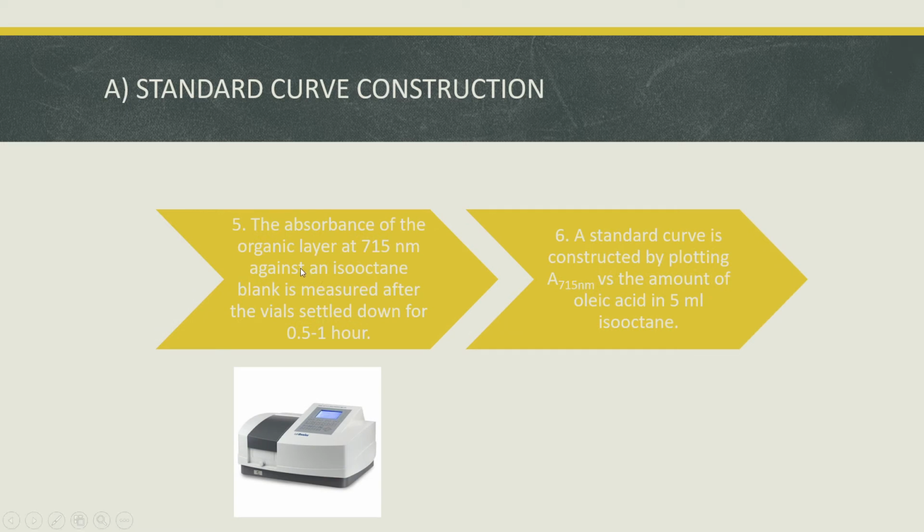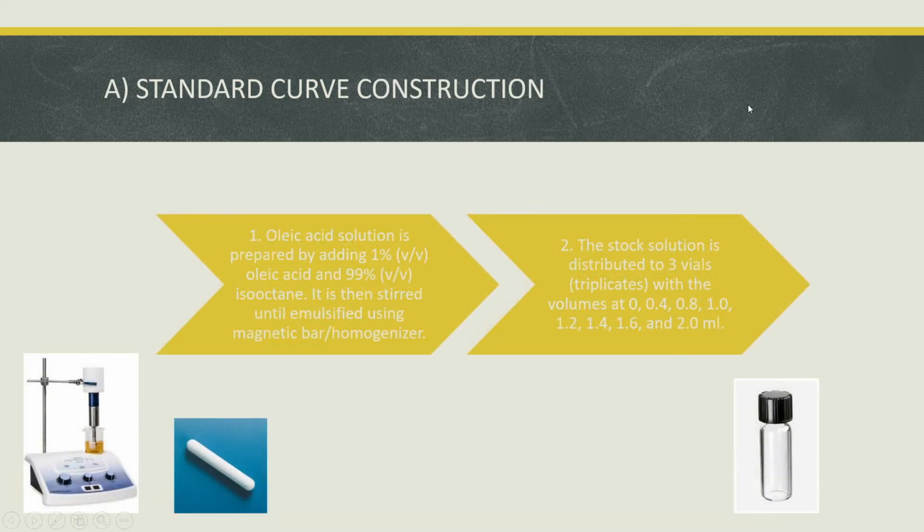After that, the absorbance of the organic layer formed in the vial is measured at 750 nanometer against an isooctane blank by using this spectrophotometer. We do this after the vials have settled down for half an hour to about 1 hour. After that, the standard curve is constructed by plotting absorbance at 750 nanometer against the amount of oleic acid in 5 milliliter isooctane, as in the second step shown here.